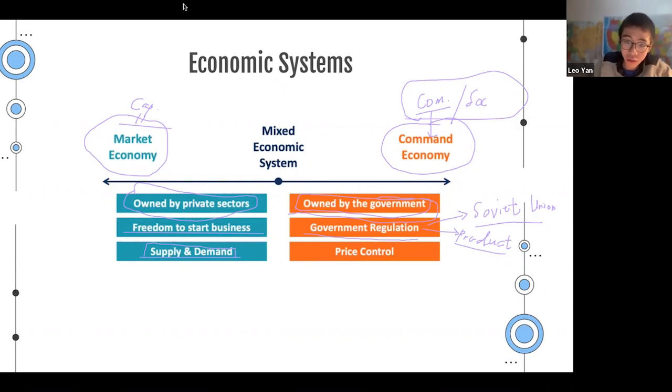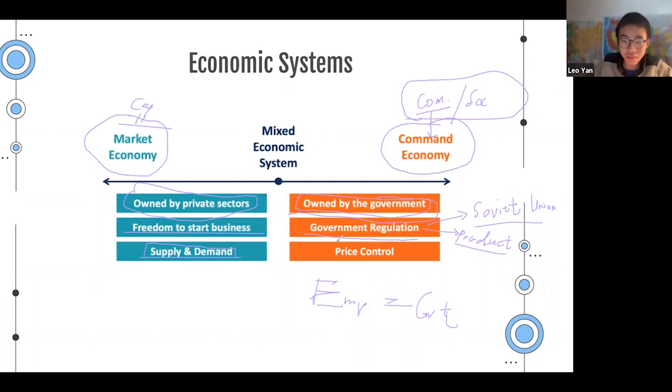So that means all employees are government workers. In an economy like this, employees are the same as government workers. Technically, they're the same as government workers. They're not bureaucrats, but they all work for the government, technically.